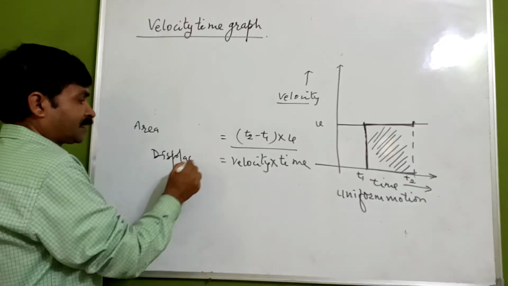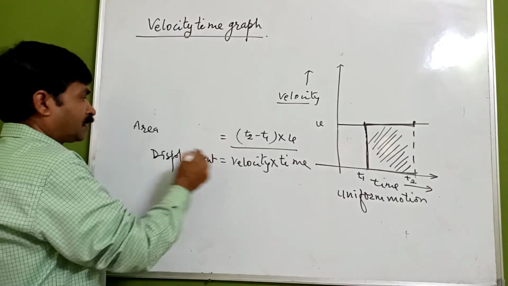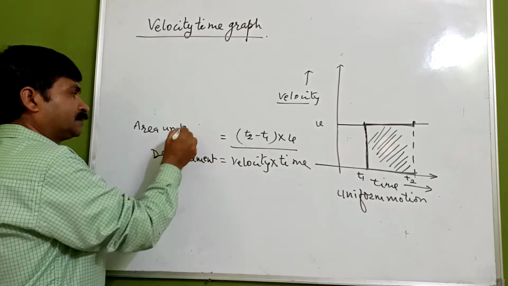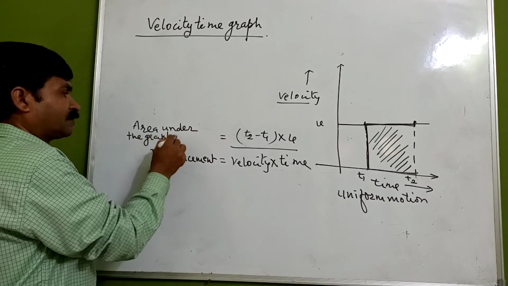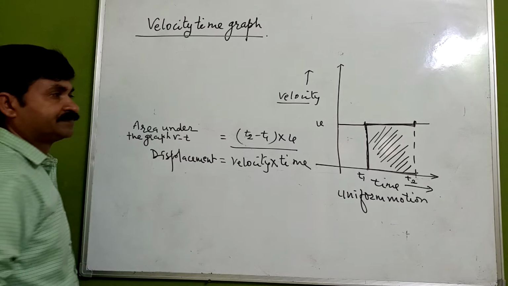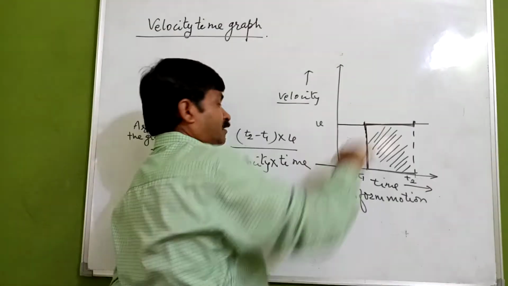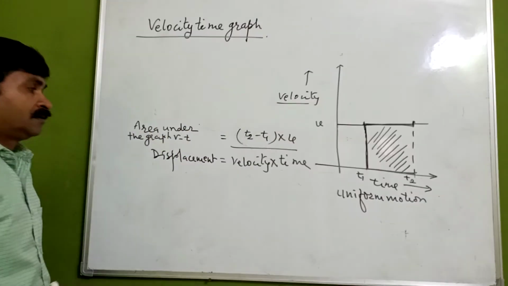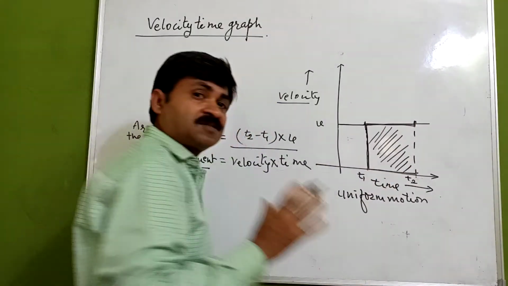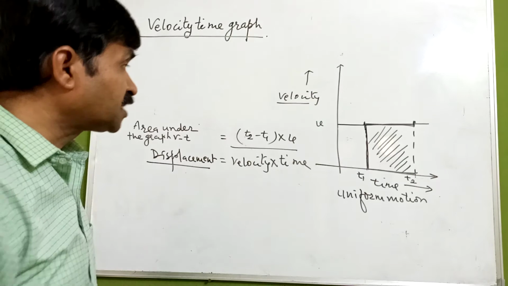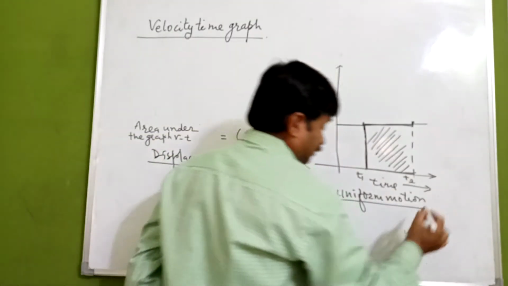So area under the graph of velocity time graph is giving us the displacement. ये हमको क्या दे रहा है? It is giving us the displacement. ये हमको displacement दे रहा है. ठीक है. ये यूनिफॉर्म मोशन.